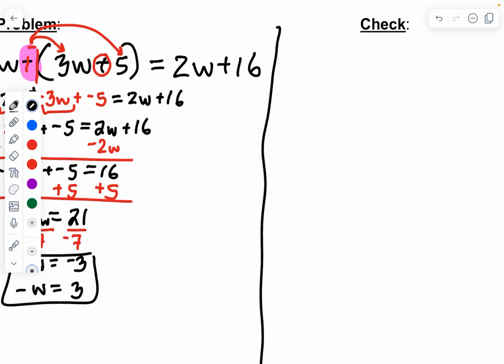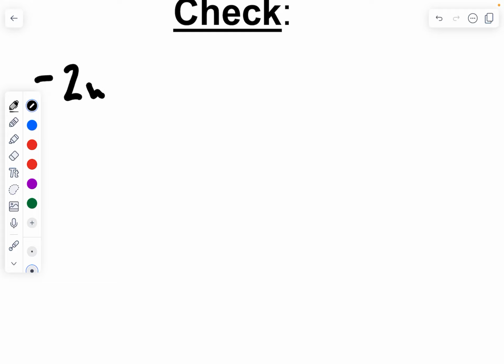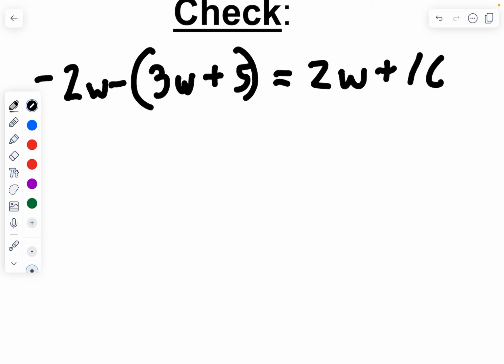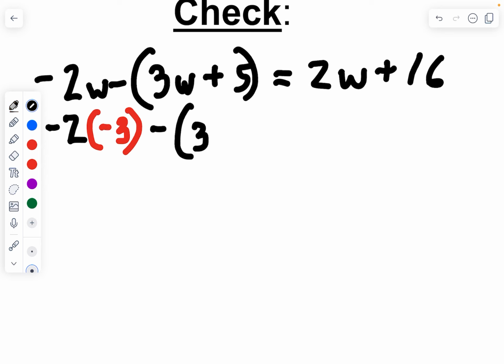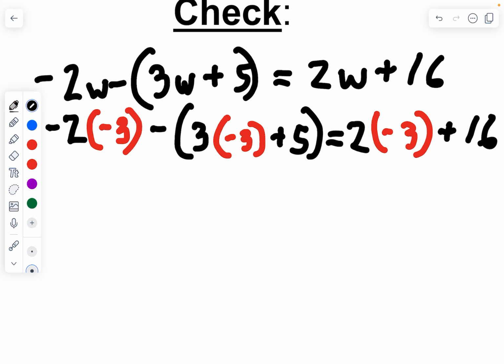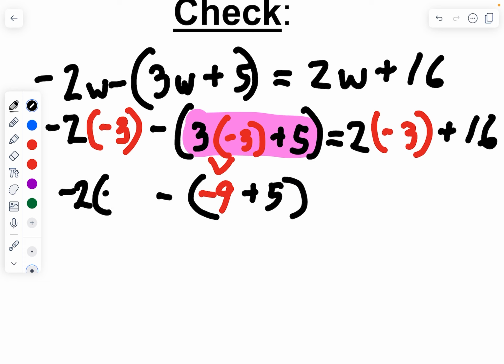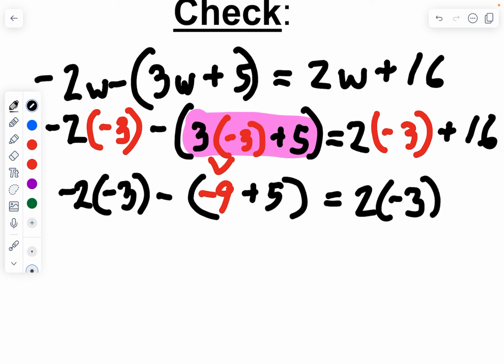Let's go ahead and work on this check. Original problem. We're going to take out the w, and we're going to put in -3. I'm going to work inside the parenthesis again. So you're going to notice that there's stuff going on in here. I'm going to go ahead and multiply here. I get -9. And again, just do one thing at a time. Keep bringing it down. Use our order of operations.